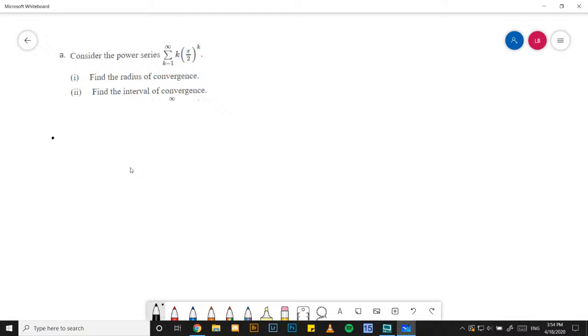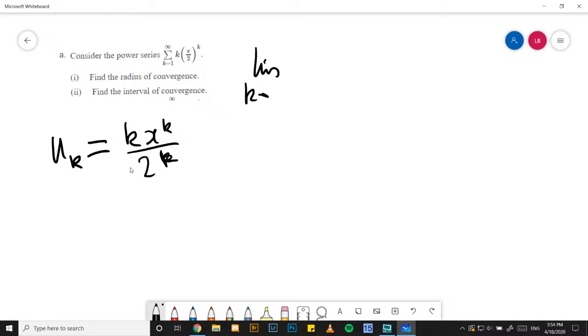So it's some u_k, which is equal to k x to the k over 2 to the k. And that's what this sequence is. However, we need to check for what values of x does this actually converge. So the best way to look for that is to use the ratio test, which is what I said before. So check the limit as k approaches infinity.